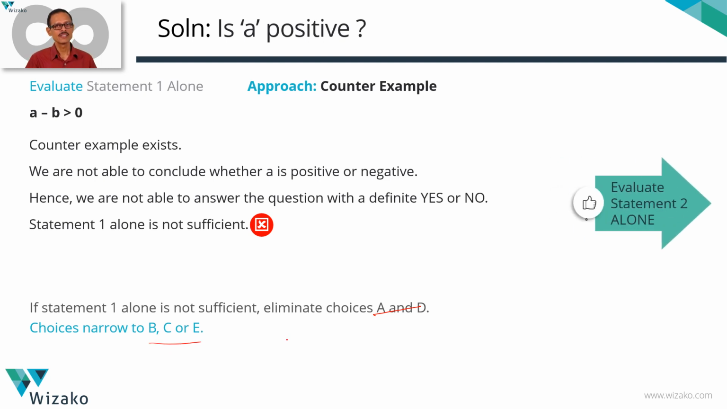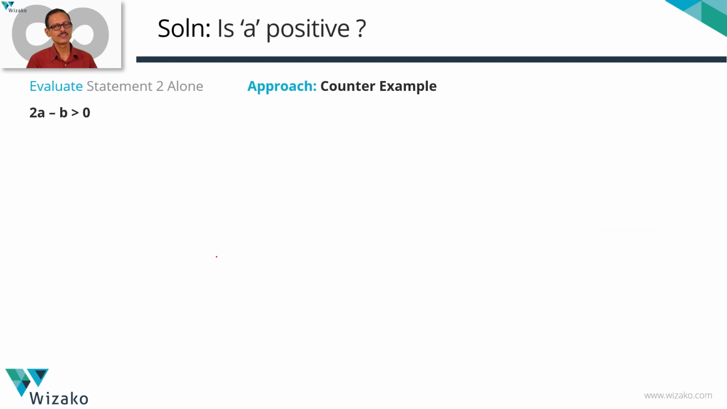That's the next step. Statement 2 says that 2A minus B is greater than 0. Approach is exactly the same. Logic is also the same. This translates to 2A is greater than B. The last case we had A greater than B. Here we have 2A greater than B. Again, a counterexample will exist, but we'll take one set to exactly establish to ourselves that our inference is right.